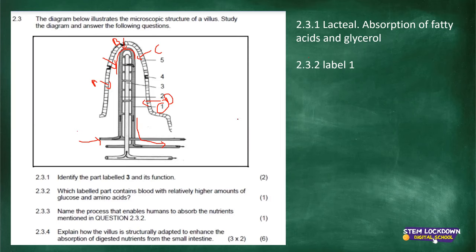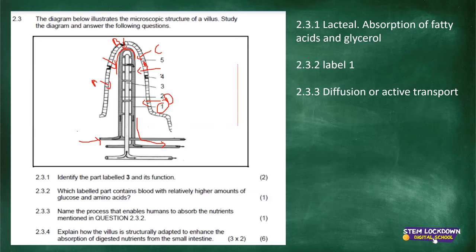2.3.3. Send through your answers, guys. All right, if you said diffusion or active transport, that is correct. Remember we said that the nutrients move from your small intestine through the columnar epithelial cells, which is this part here, which is this layer here. They move through the epithelium cells via diffusion or active transport. Okay, guys, just note that: diffusion and active transport.